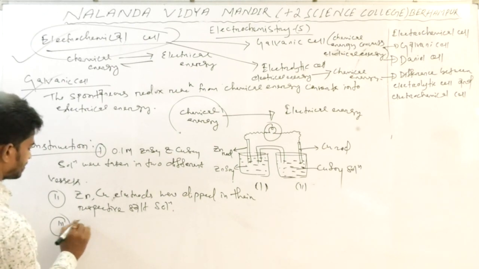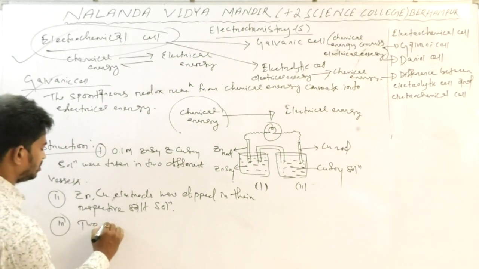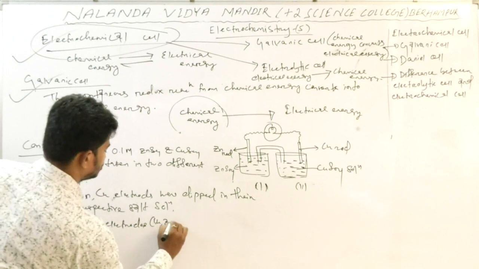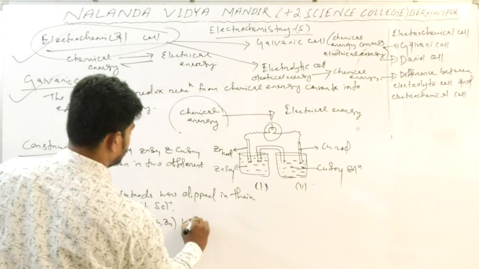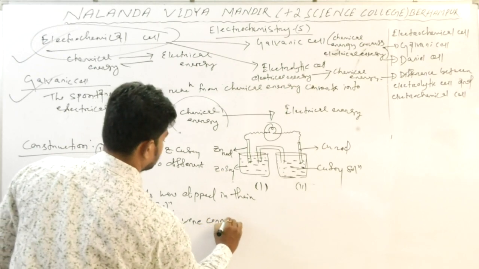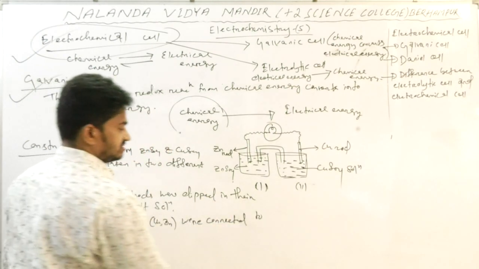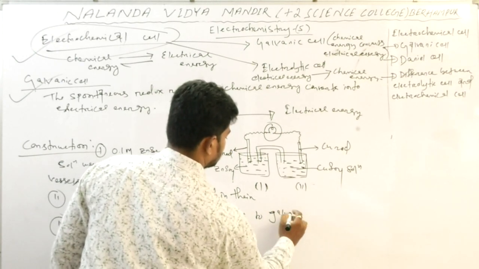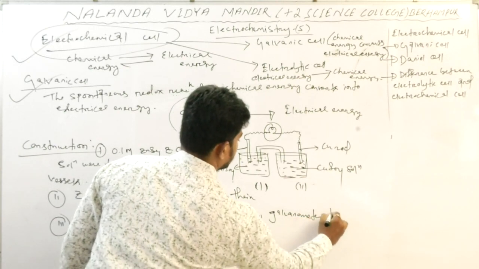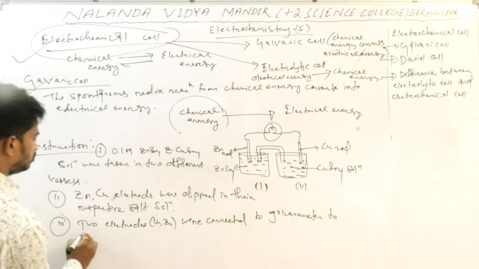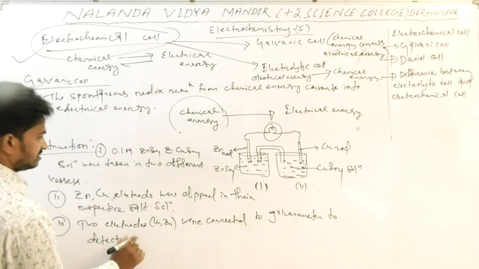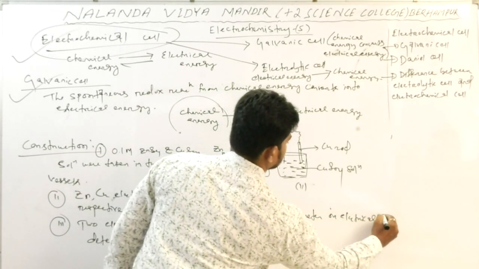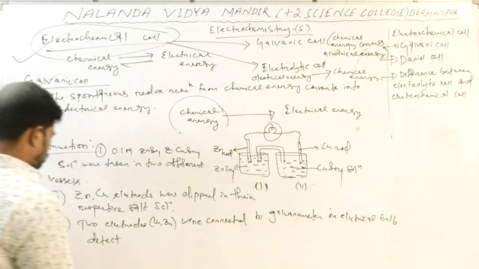We can write: the two electrodes, that is copper and zinc, were connected to a galvanometer or electric bulb to detect the current.